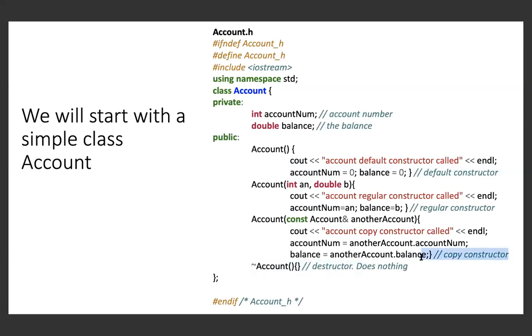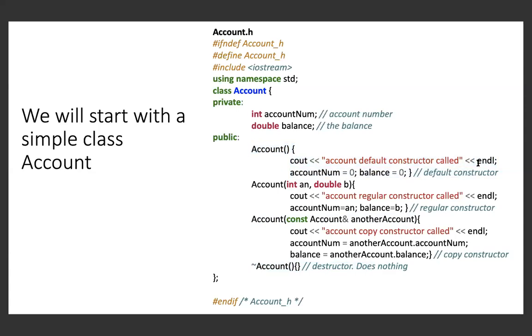And the very last one is a destructor. Right now, it does nothing, it's empty. By default, you will always have a default constructor and a default destructor. They will not do anything. So by default, a C++ class will have a default constructor, a copy constructor, and a destructor. It will not have a regular constructor.